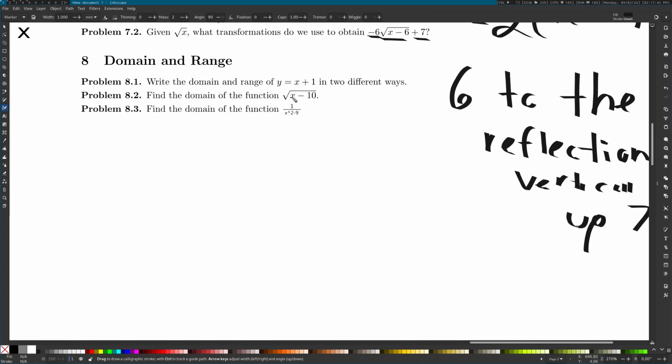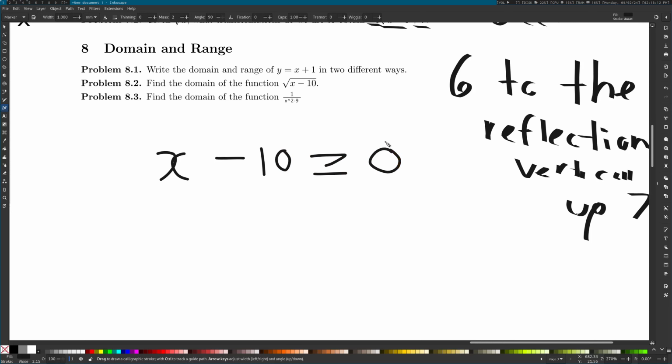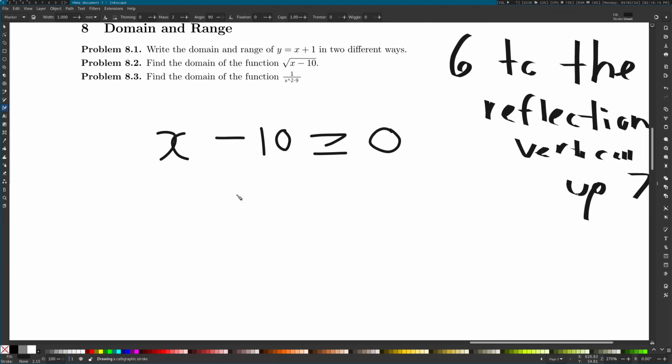Alright, find the domain of the function, the square root of x minus 10. What numbers can we not plug into the square root? Anything less than 10. Yep. So x minus 10 is greater than or equal to 0, because we don't want negative numbers. Okay, so that means x is greater than or equal to 10. That's your domain.